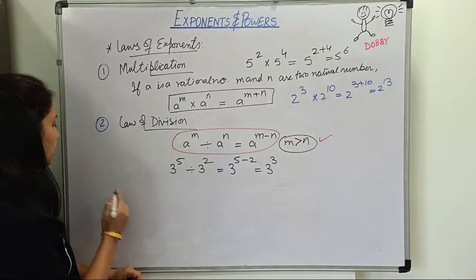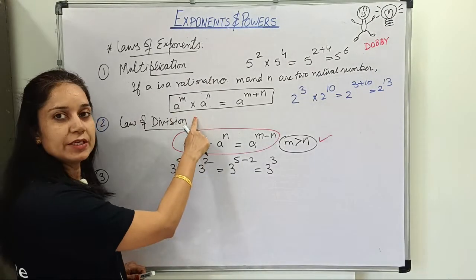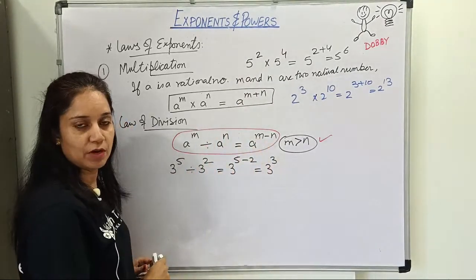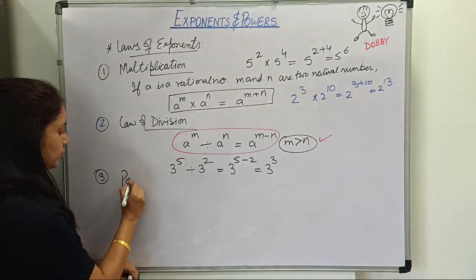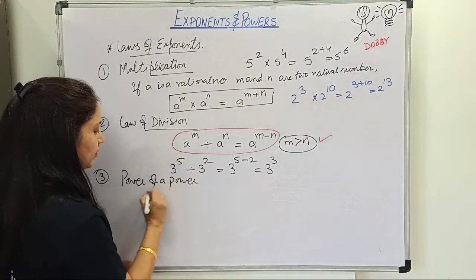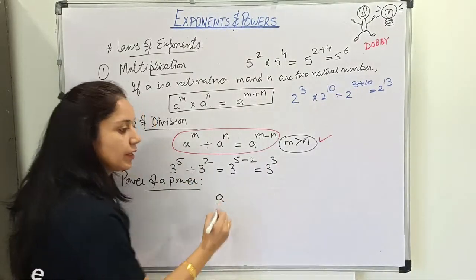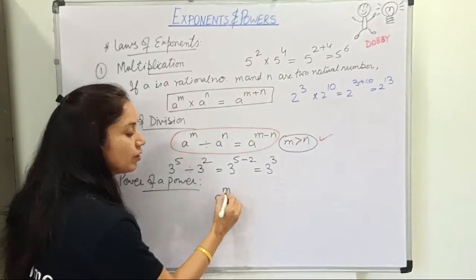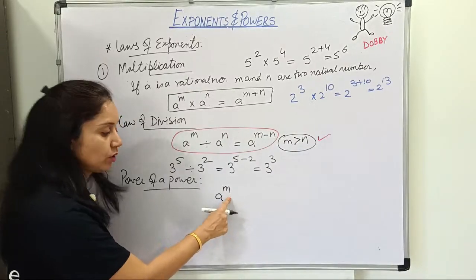So going to the third law. Let us revise. In multiplication, we add the powers. In division, we subtract the powers. Now the third law is power of a power. Here you are having one rational number A. A raised to the power M. Rational number A, M is the natural number.